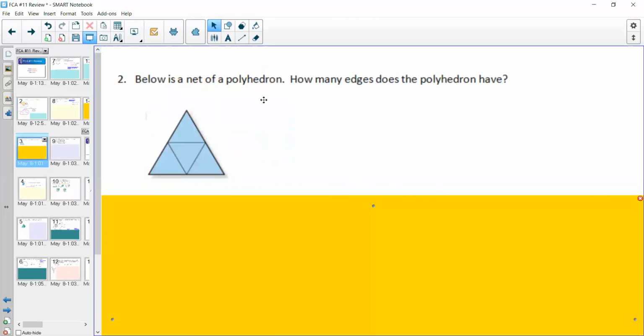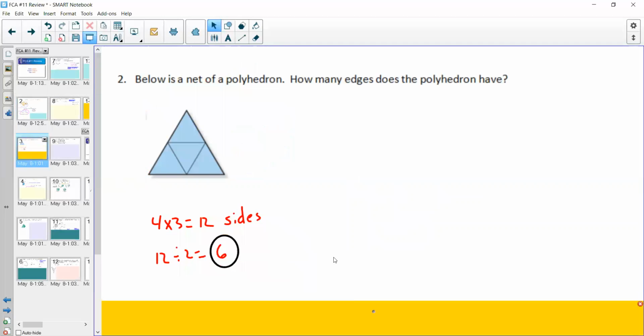Number 2, below is a net of a polyhedron. Again, if we folded up these triangles, we'd have a triangular polyhedron. And it says, how many edges does the polyhedron have? We could do exactly what we just did with number 1, and count out the total number of sides. We have 4 triangles with 3 sides each, so 4 times 3 is 12, divided by 2, so we have 6 edges.